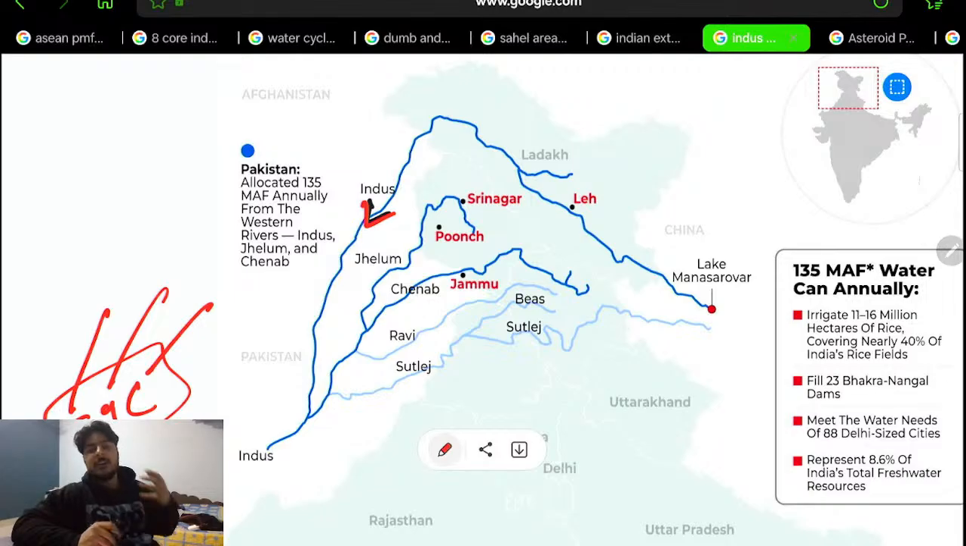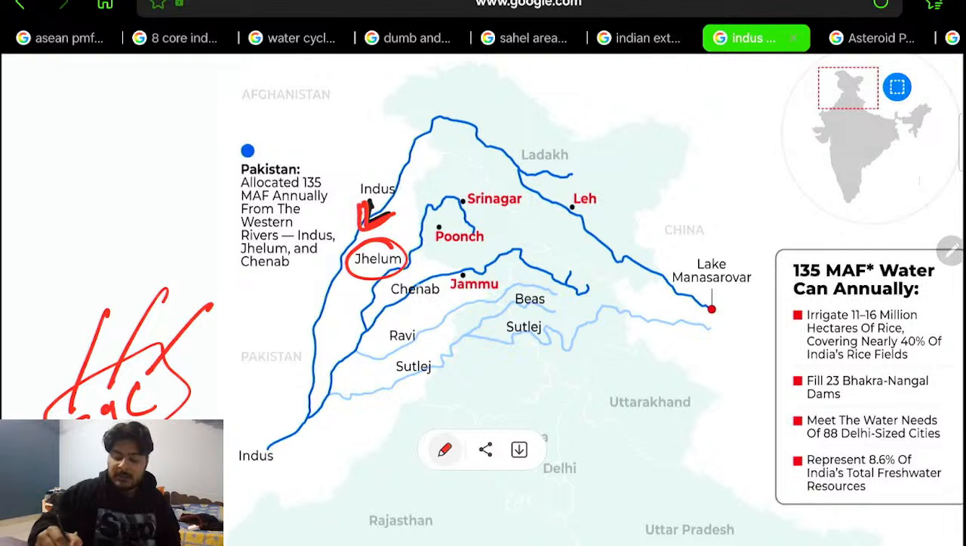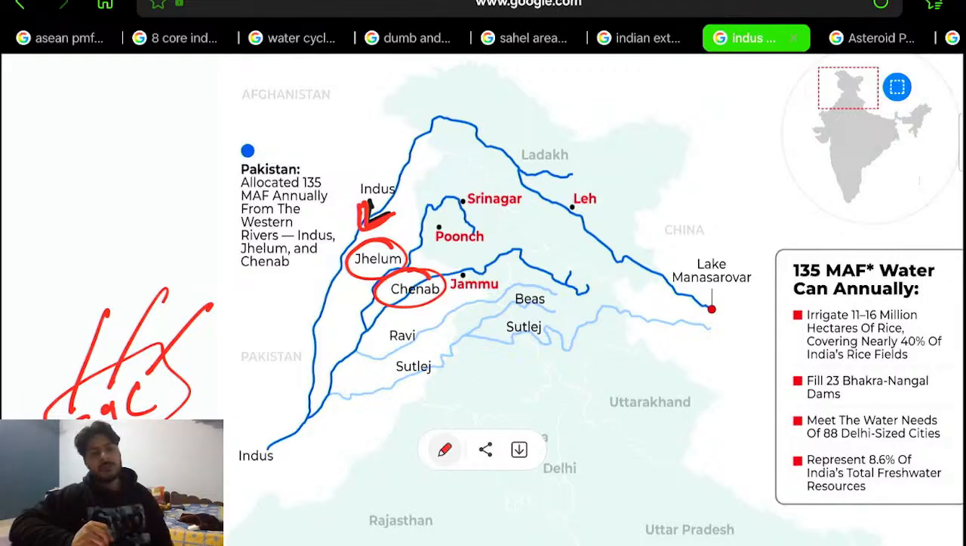These three rivers will directly go to Pakistan. Okay, Indus, Jhelum, and Chenab. Indus is there, this is Jhelum, and this is Chenab. All these rivers are part of Pakistan, or they are in favor of Pakistan. So basically they go to Pakistan simply as they are. You can remember it by CGI.